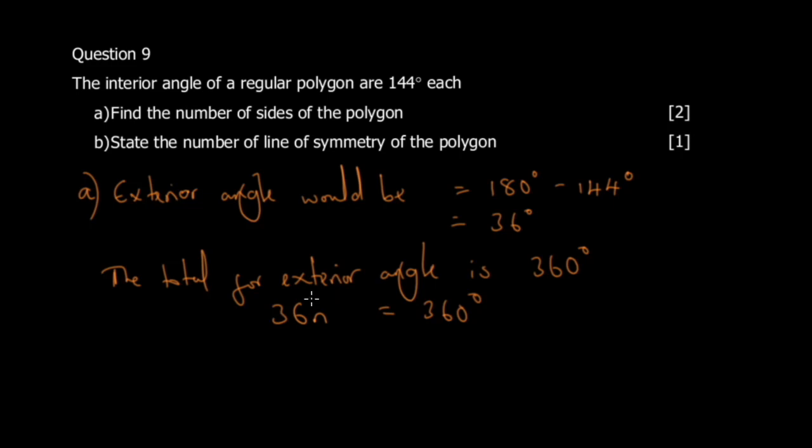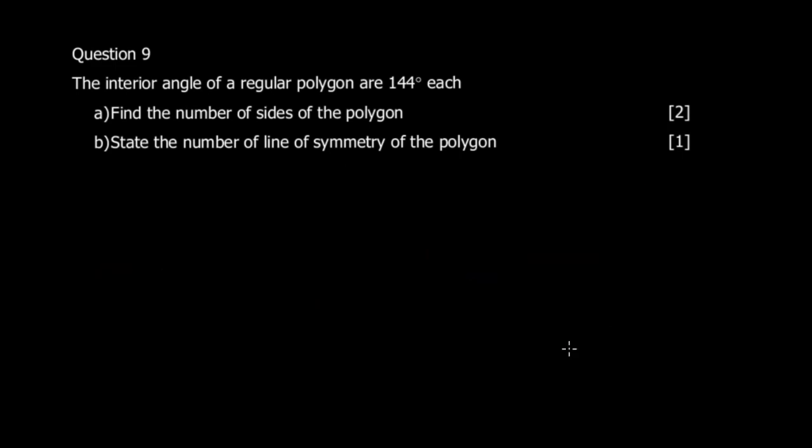This one would be degrees as well, so that you see when it cancels. So divide by 36, and this one cancels, and then we get 10. So our number of sides is equal to 10. Since n was not given, you can say therefore the number of sides of the polygon is 10. Okay, so this is one way to go about it.